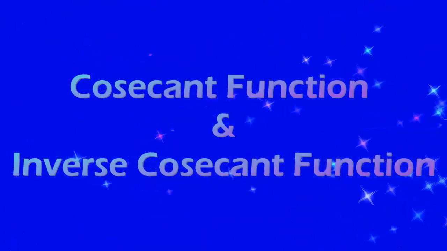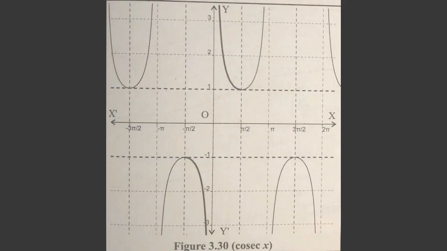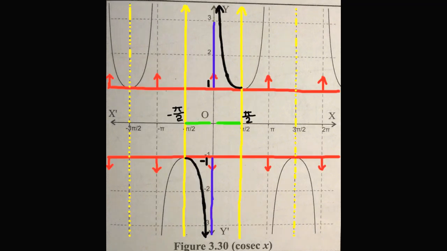Now we are going to start the fourth trigonometric function, that is cosecant function and inverse cosecant function. We have seen the graph of cosec function. Once again, let us see the properties of cosec function from this graph.